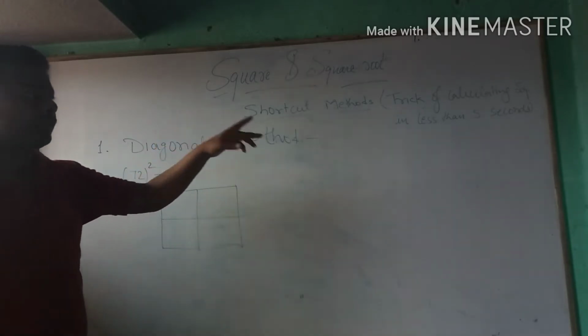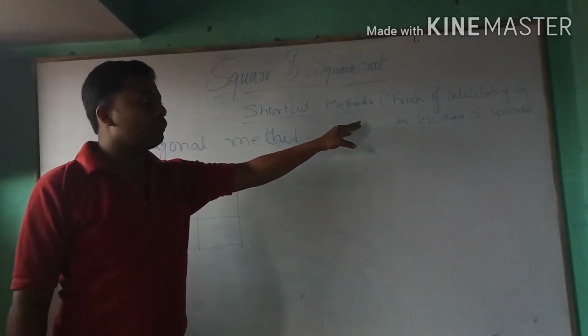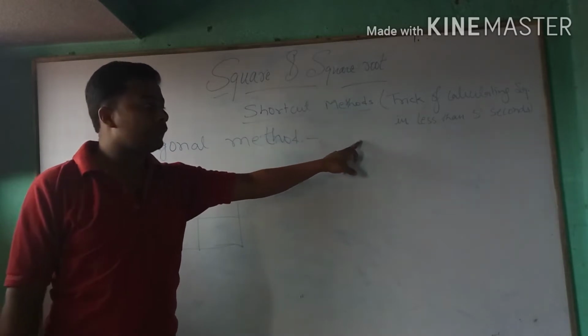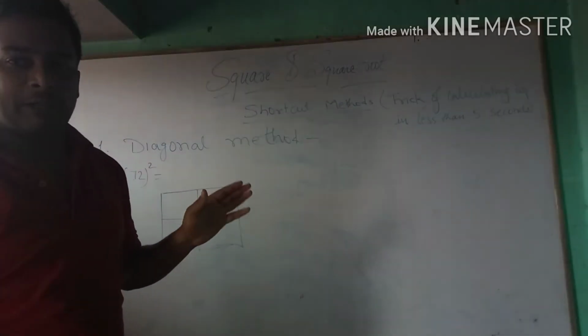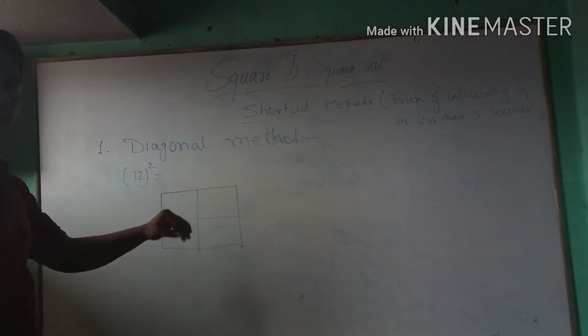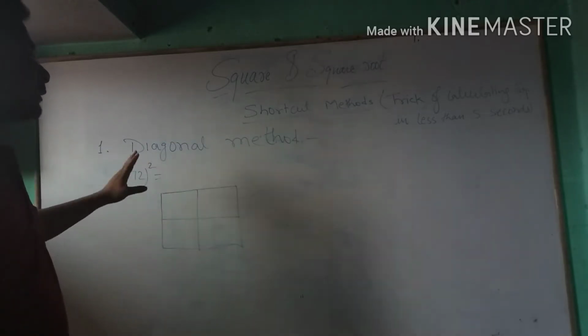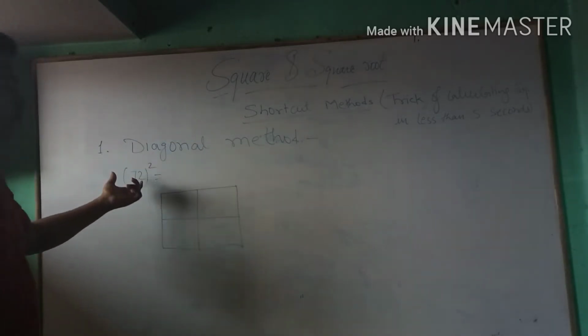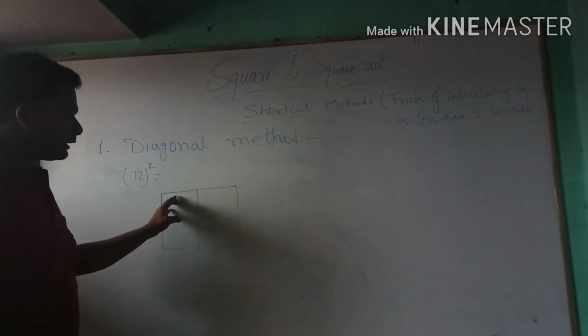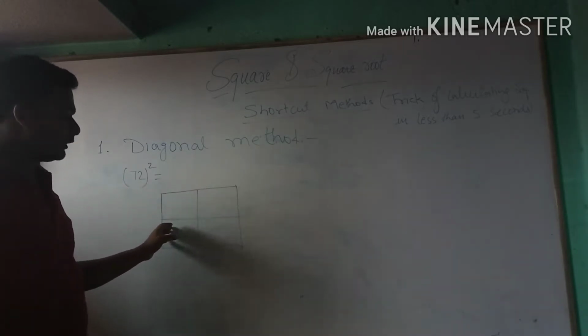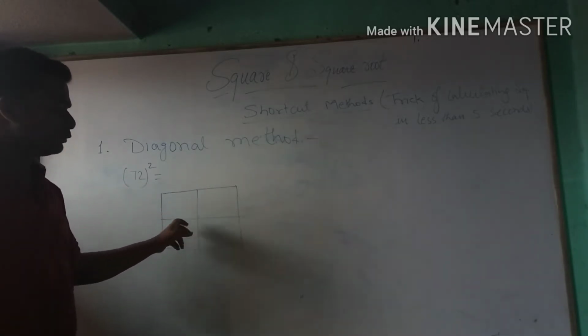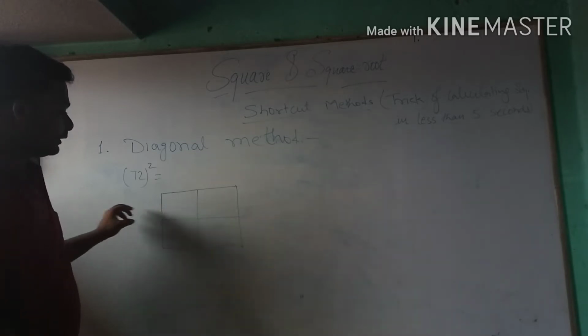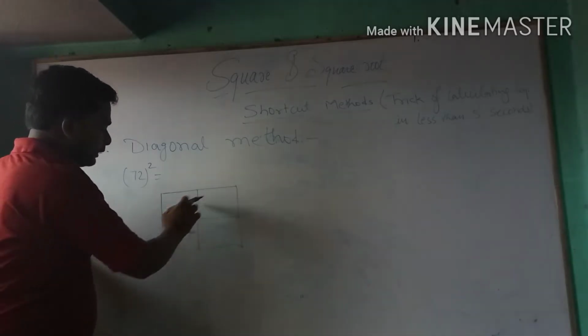Yes, my dear, the trick which we will learn will be calculated orally within less than 5 seconds, and that will be done in the last method. The first method, the diagonal method, says that suppose we have a 2-digit number, we will take a square in such a way that there are 2 rows and 2 columns.